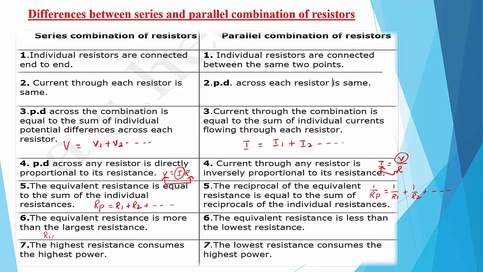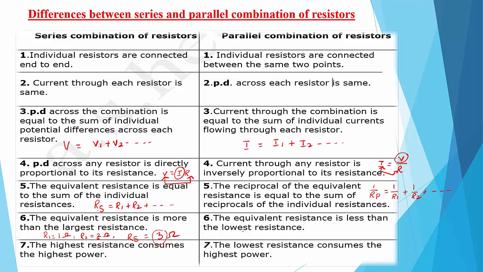Suppose R1 equal to 1 ohm and R2 equal to 2 ohm. This is not Rp, this is Rs for series combination. Then Rs equal to R1 plus R2, so we get 3 ohm. Now read that sentence again: the equivalent resistance is 3 ohm, which is always larger than the largest resistance. Out of R1 and R2, which is greater? 2. But compared to this, the equivalent resistance is greater in series combination.